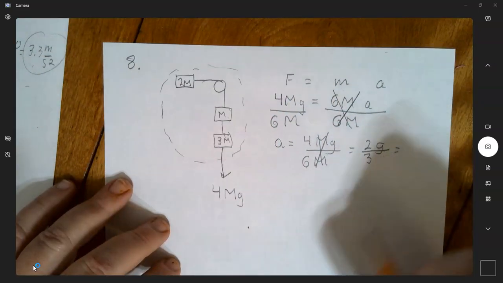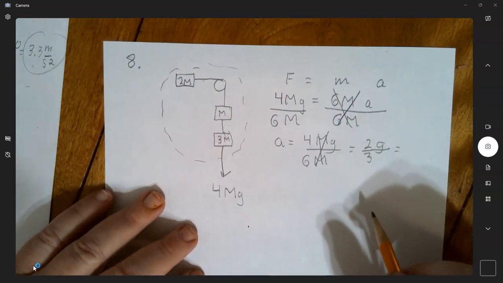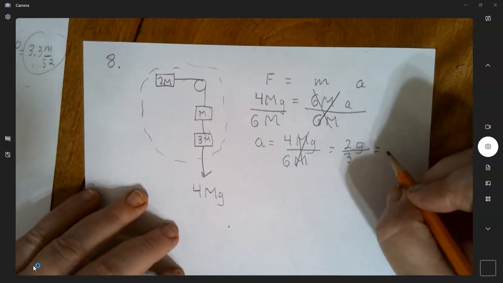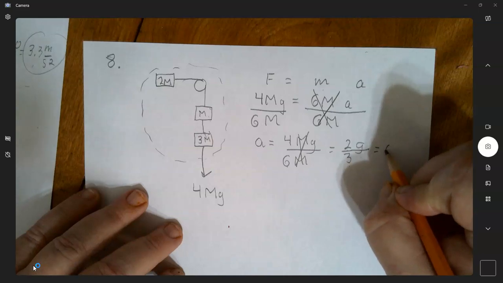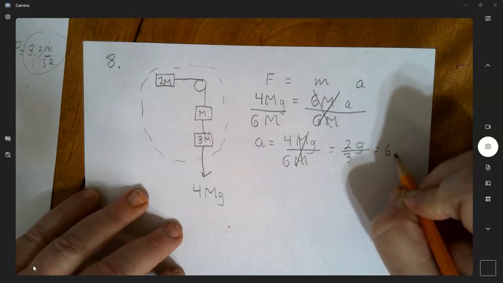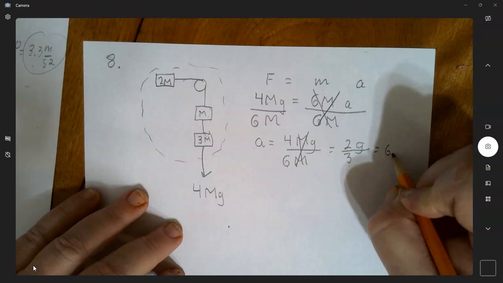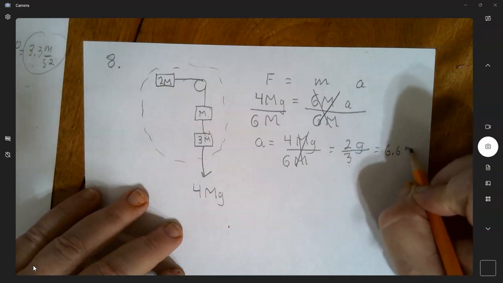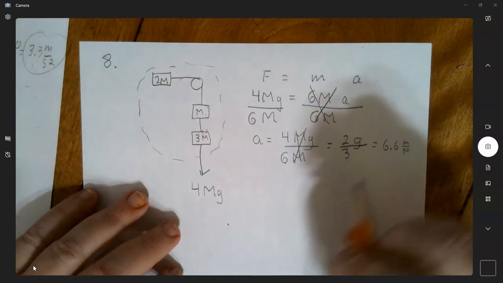Okay, so we simplified it in terms of algebra as far as we can. 2 times 10 is 20, divided by 3 is 6.6. And again, that's meters per second squared.